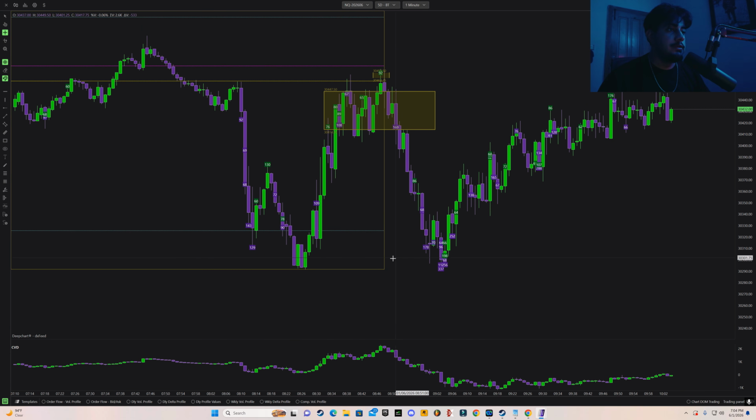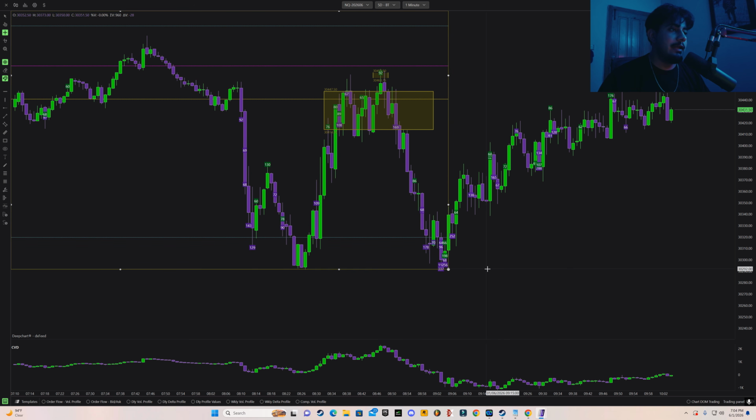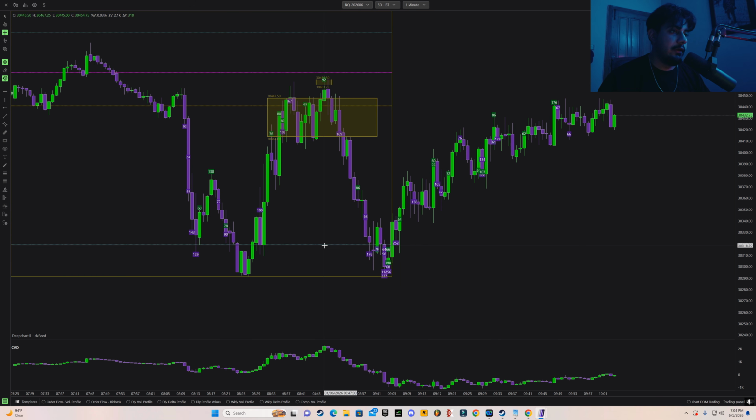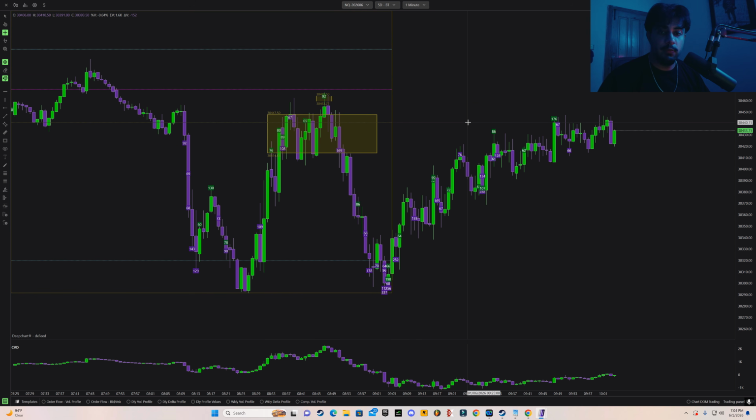So the volume profile was developing, right? At this point, when we tapped below the value area low, so this is value area low. Okay, so you want to be buyers most of the time when price is below the value area low.